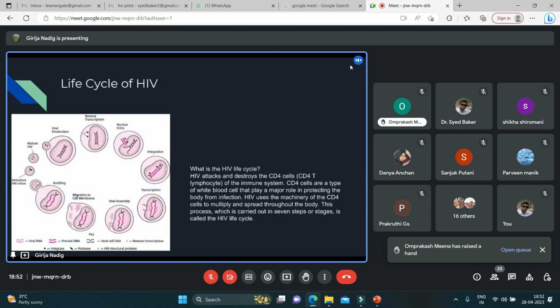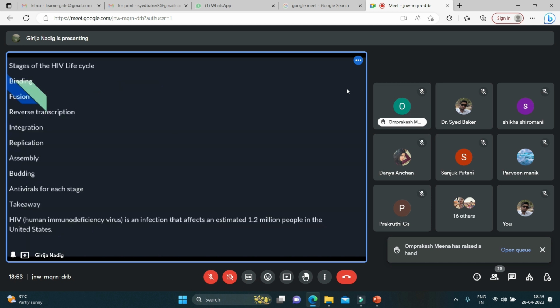A cell infected with a retrovirus does not necessarily lyse the cell when viral replication takes place. Rather, many viral particles can bud out of a cell over the course of time. Stages of HIV life cycle: binding, fusion, reverse transcription, integration, replication, assembly, budding, antivirals for each stage. Takeaway.